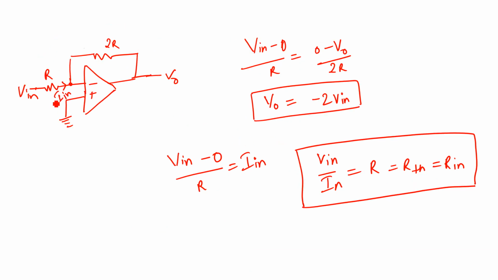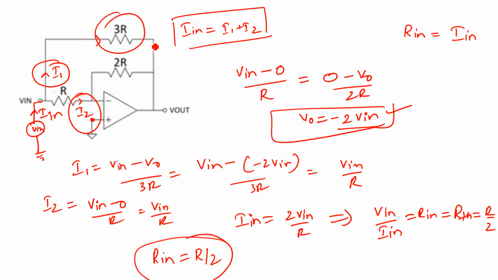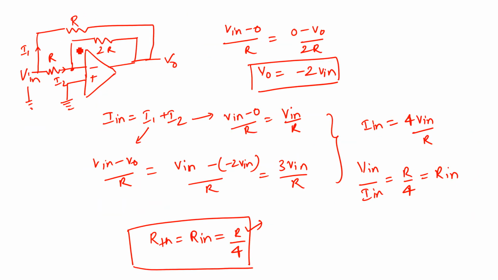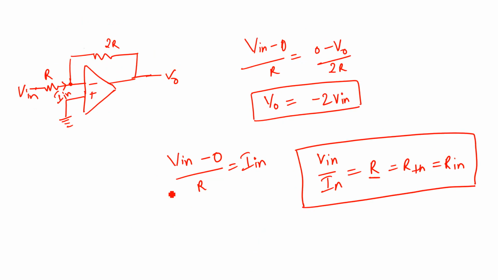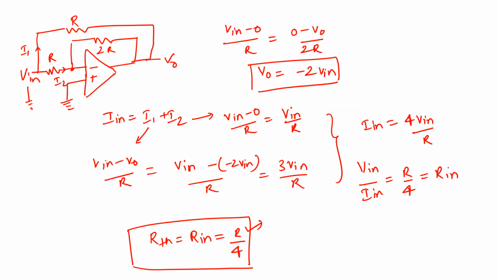But if we completely remove it, the input resistance is actually R. So we see the trend: initially we had 3R, then after decreasing it, the input resistance also decreased. But if we completely remove it, the input resistance will actually increase. So why are we doing it?